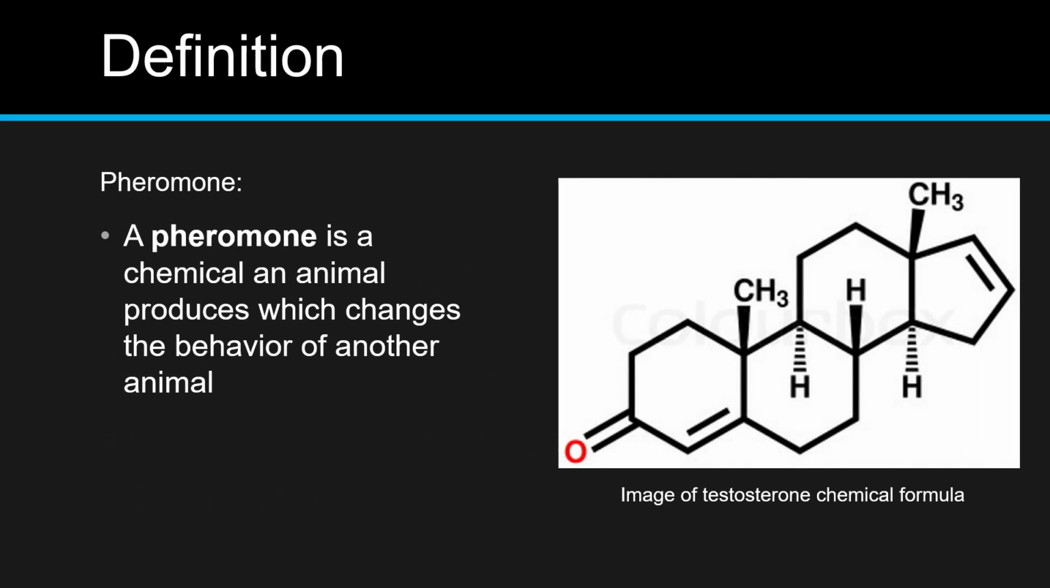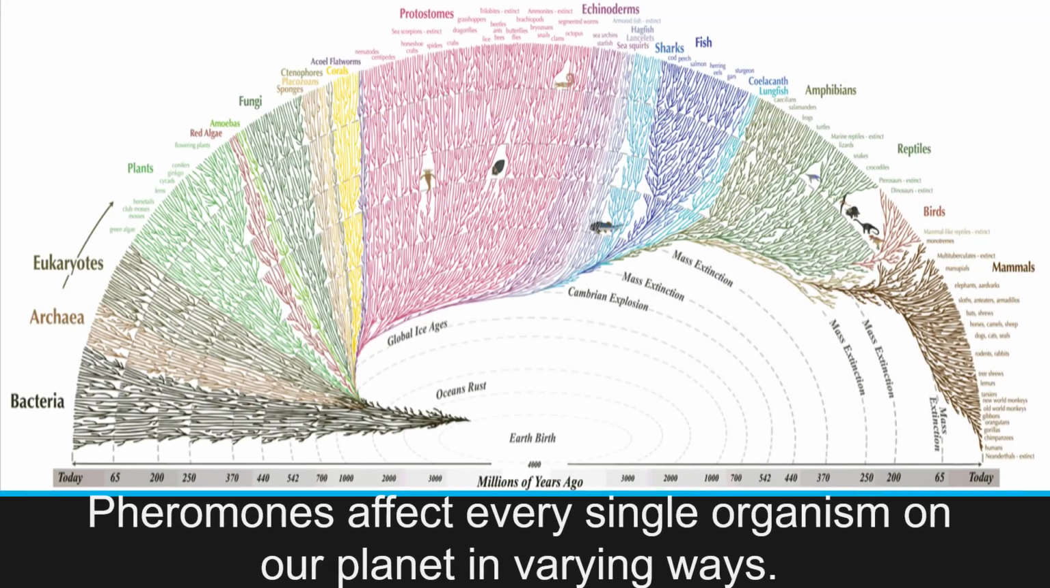A pheromone is any chemical that an animal produces in order to change the behavior of another animal. That can be either in the same species or in a different species of the animal kingdom. These effects can range all the way from single cell organisms to multicellular organisms such as ourselves, and the pheromones' capabilities vary in many ways between species.